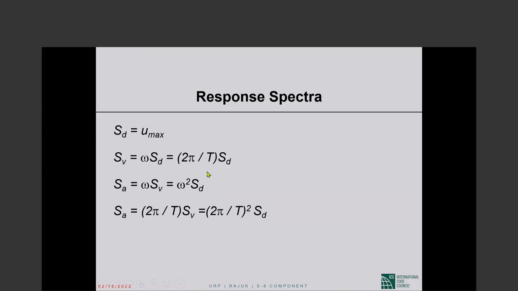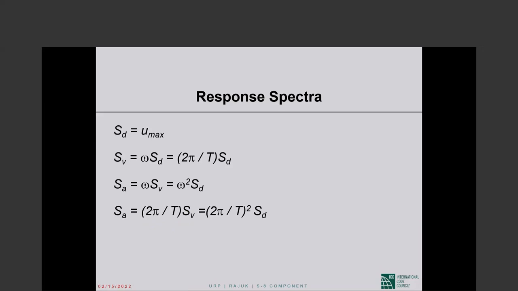Then if we do with the spectral pseudo velocity what we did with the spectral displacement, divide that by T, multiply by 2 pi, we get a quantity that has the unit of acceleration. It turns out that this quantity is very close to the acceleration of the single degree of freedom systems, but not quite the same. So we call this a spectral pseudo acceleration.